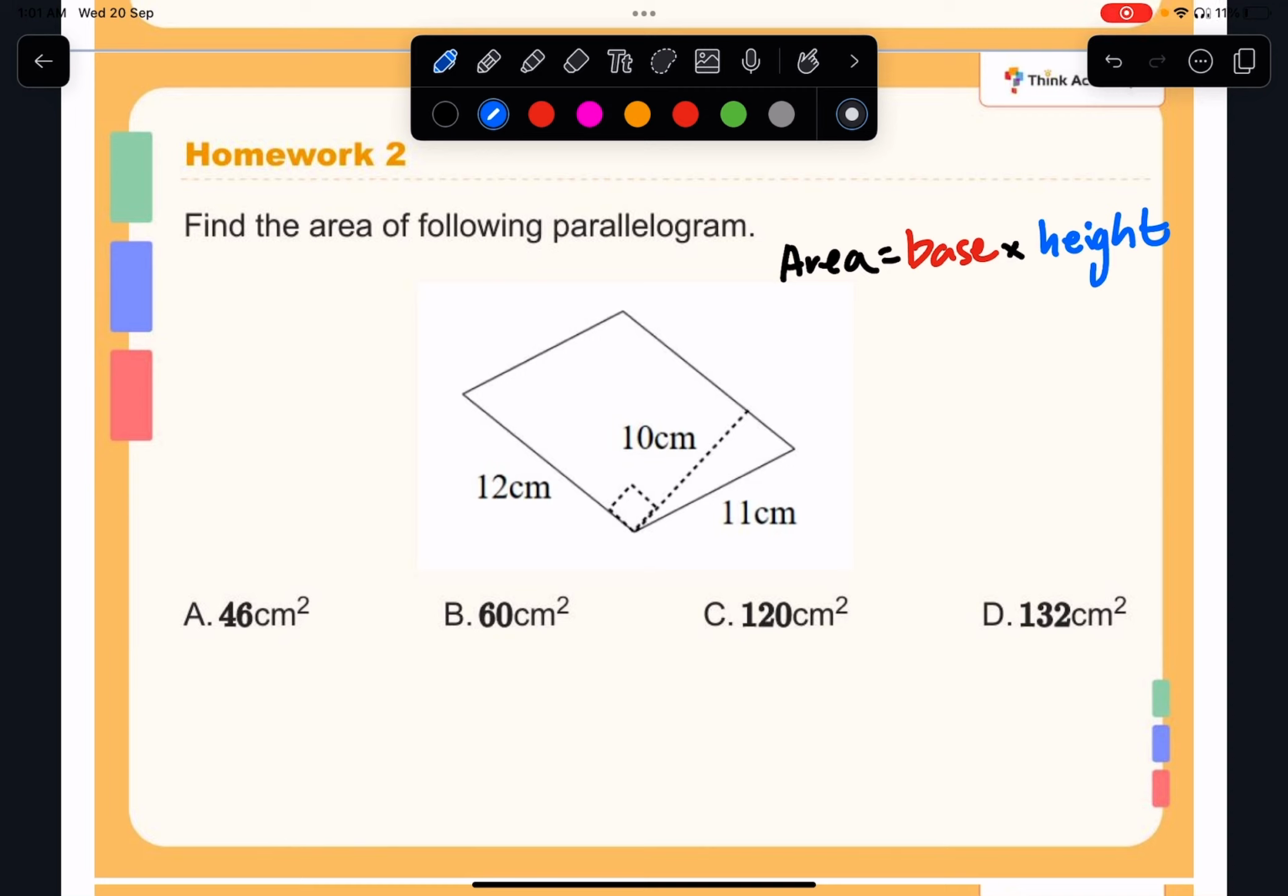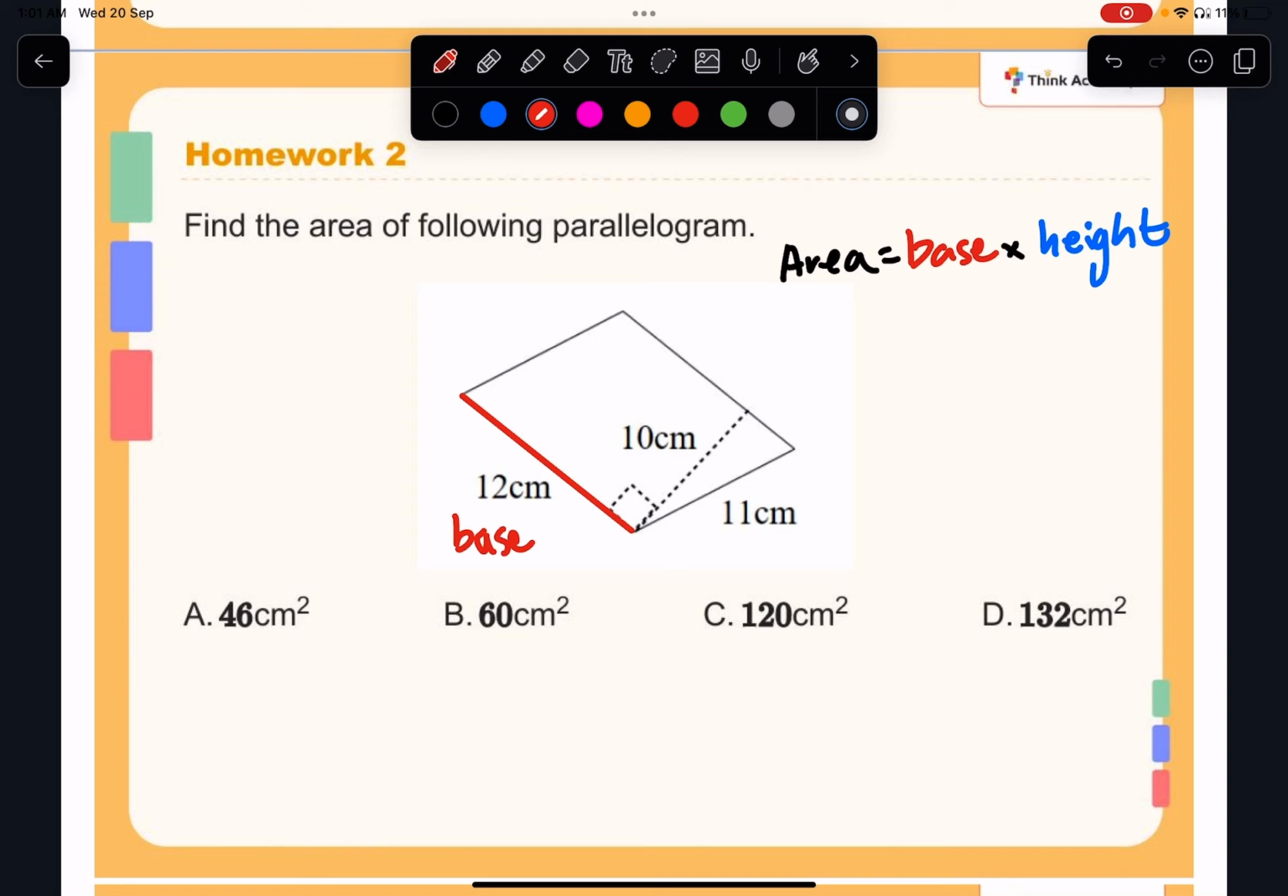So which side should I choose as the base? There are two options. You can either choose 12 or 11, but which one do you think I should choose? We should choose the 12, because if I choose 11, I don't really know the height. The height will be this line, but I don't have the length of this line. So that's why I choose 12 as the base. So this is the base.